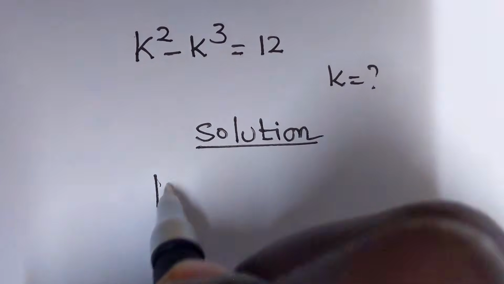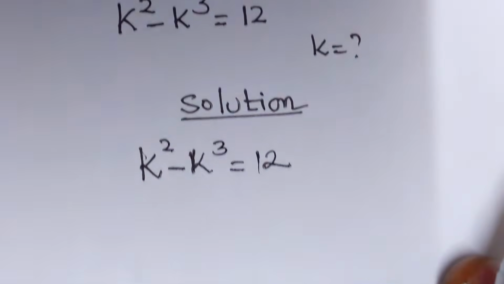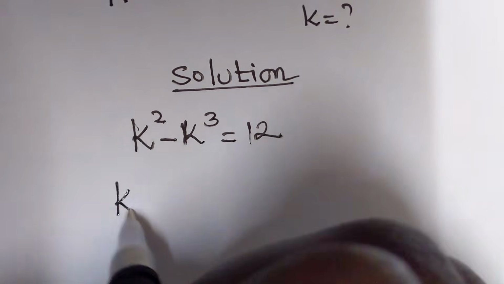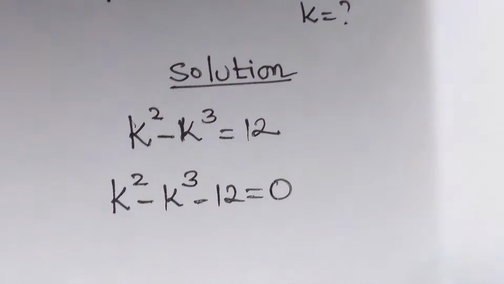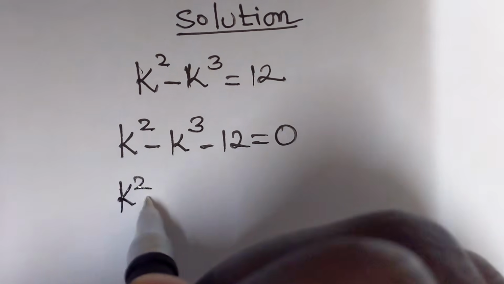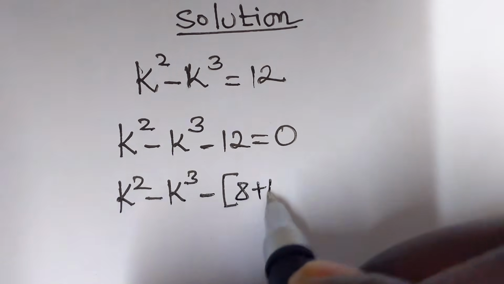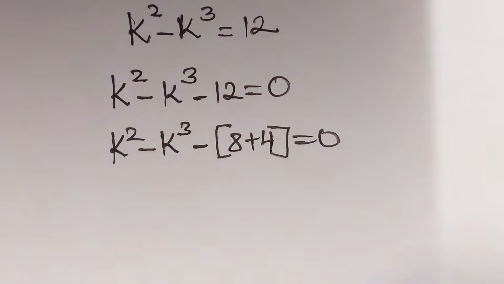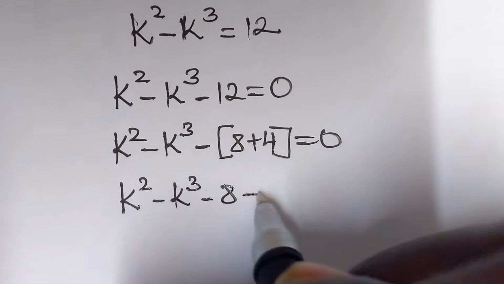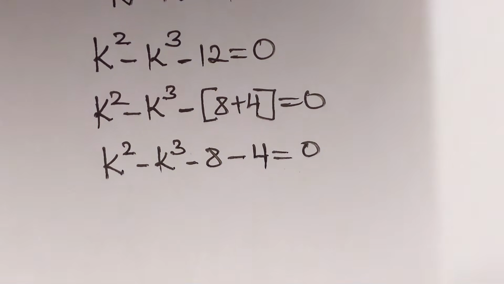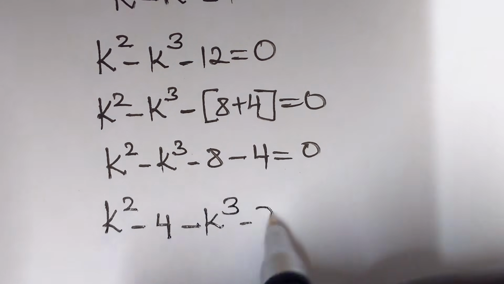We copy what we have: k squared minus k power 3 equals 12, and we write this as k squared minus k power 3 minus 12 equals 0. And this 12 can be written as 8 plus 4, so we write k squared minus k power 3 minus 8 minus 4, which is equal to 0. This is equal to k squared minus 4 minus k power 3 minus 8 equals 0.